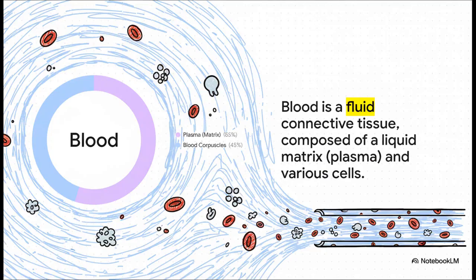Just look at blood, for instance. It's a perfect example of a fluid connective tissue. That liquid matrix, the plasma, makes up over half of it. The actual cells, your red blood cells, white blood cells, and platelets, they're just along for the ride, floating in that plasma as it circulates through your whole body.